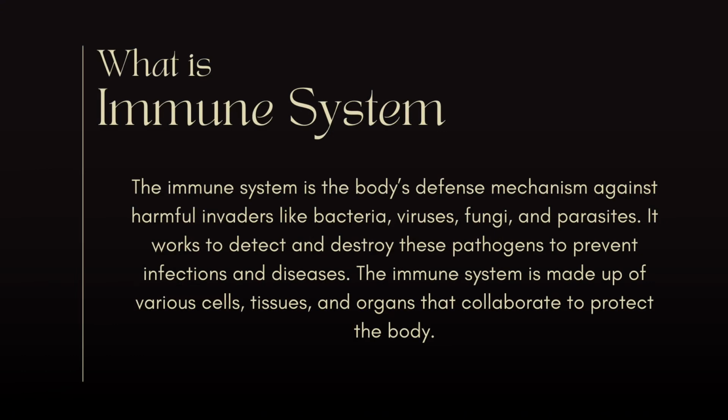The immune system is the body's defense mechanism against harmful invaders like bacteria, viruses, fungi, and parasites. It works to detect and destroy these pathogens to prevent infections and diseases. The immune system is made up of various cells, tissues, and organs that collaborate to protect the body. In short, the role of the immune system is protecting the body against infection and disease. And, easy to understand, the immune system helps us fight sickness in our body.